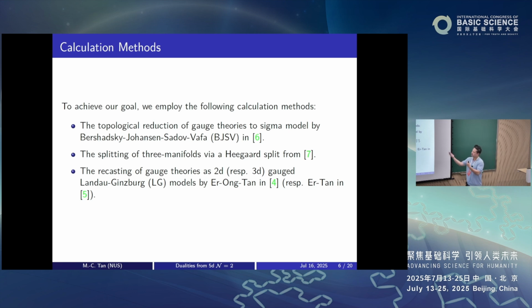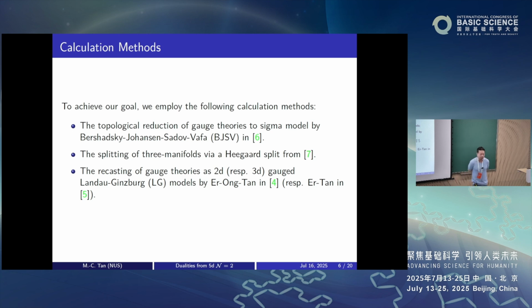We make use of the topological reduction of gauge theories to sigma models by Bershadsky, Johansen, Sadov, and Vafa. This is also a technique employed by Kapustin and Witten in their paper. And then we make use of a Heegaard splitting. So this is math, of course, right? A Heegaard splitting is of a 3-manifold, and you can slice it at a Riemann surface, a Heegaard surface, and split it. We make use of that math fact to get some of our results also.